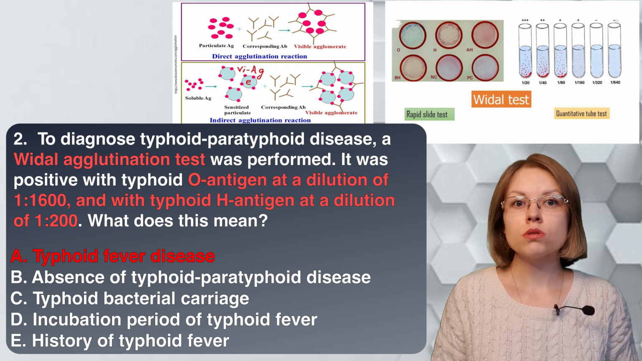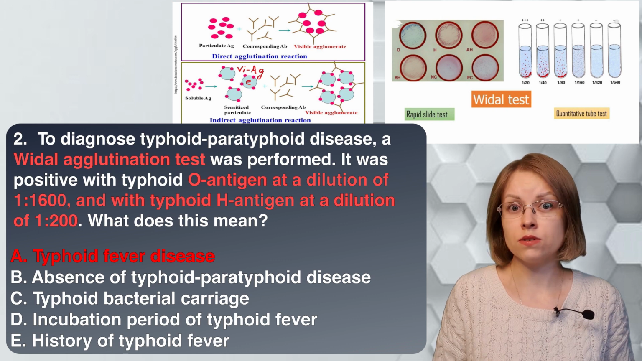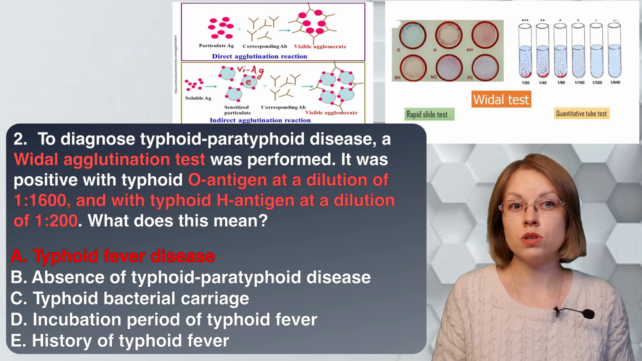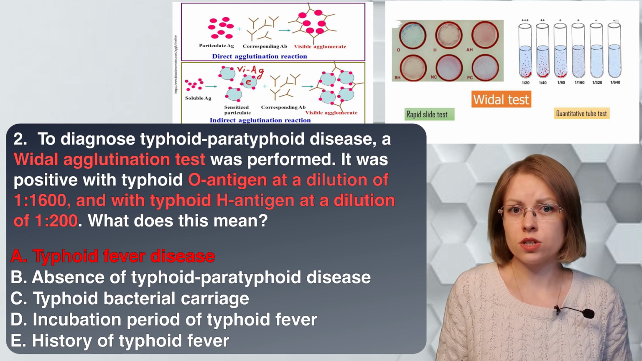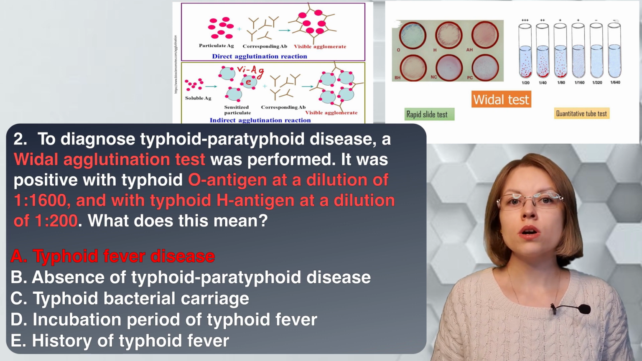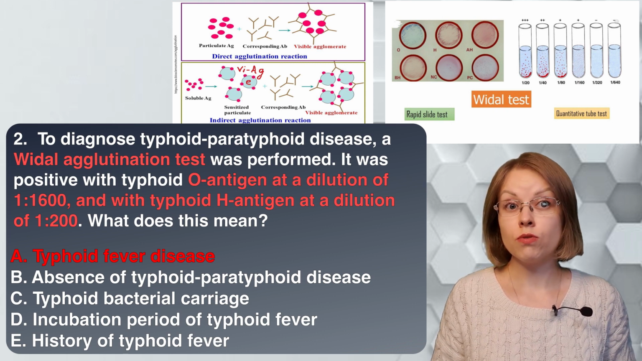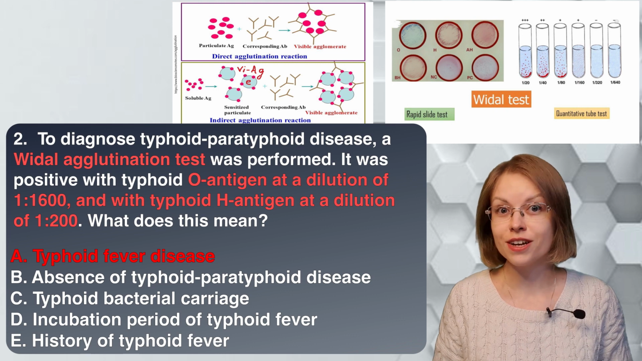If the person didn't have typhoid paratyphoid disease, the Vidal test would be negative, and such a high titer of O antibodies wouldn't be detected. So answer B is incorrect. When bacterial carriers are detected, another reaction is performed, called the indirect hemagglutination reaction.